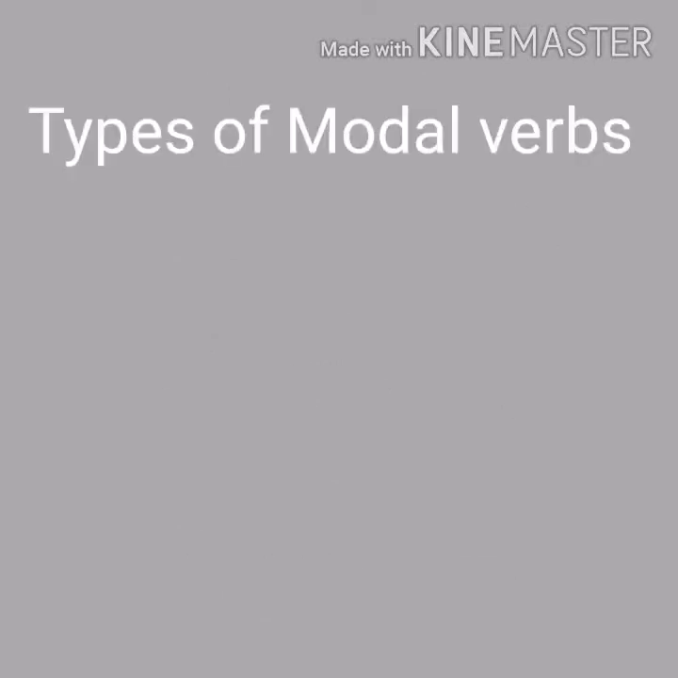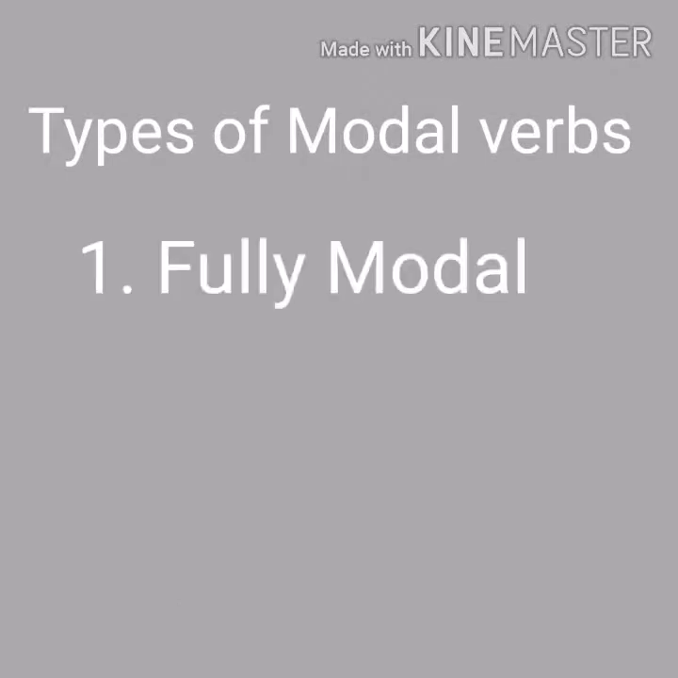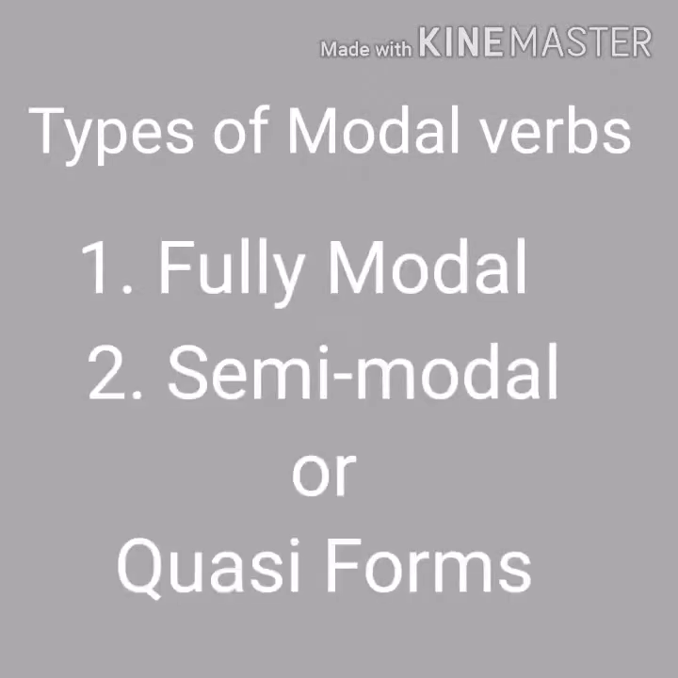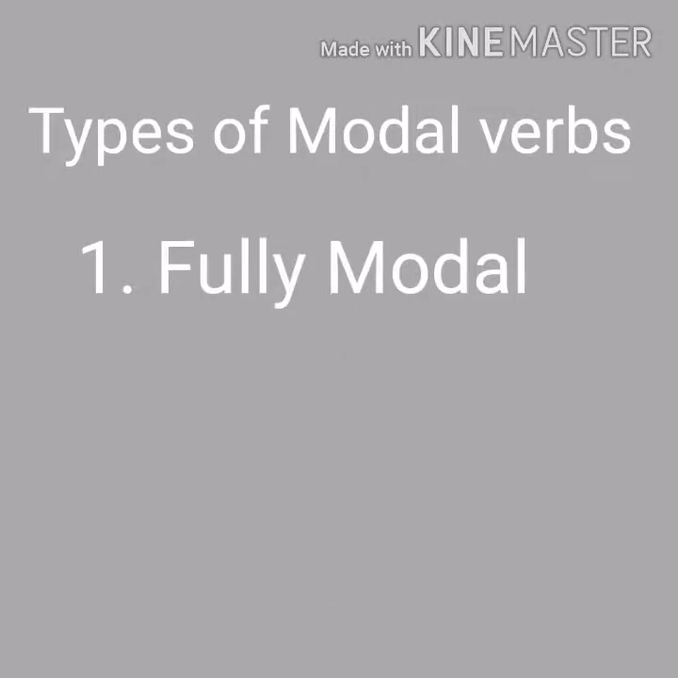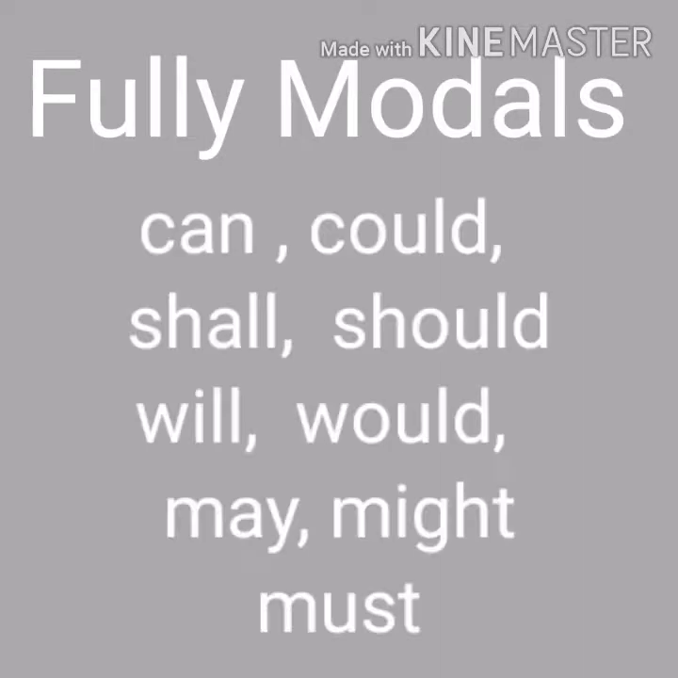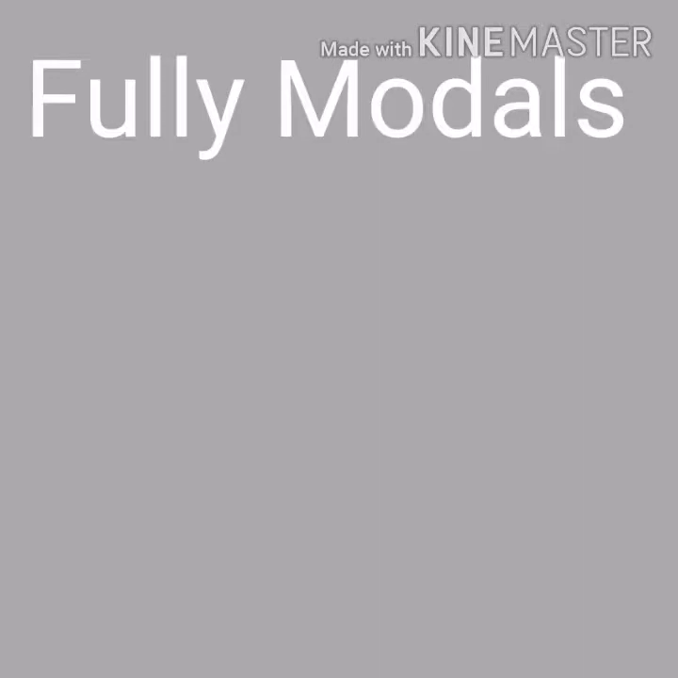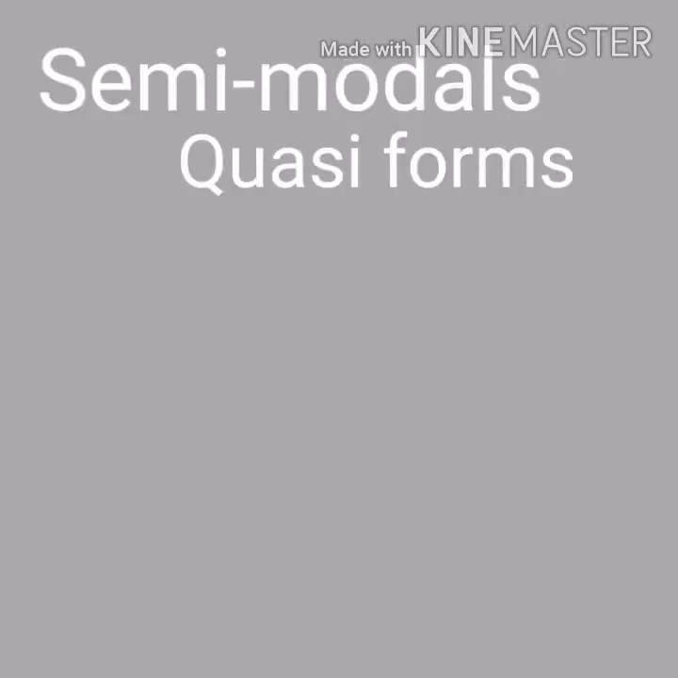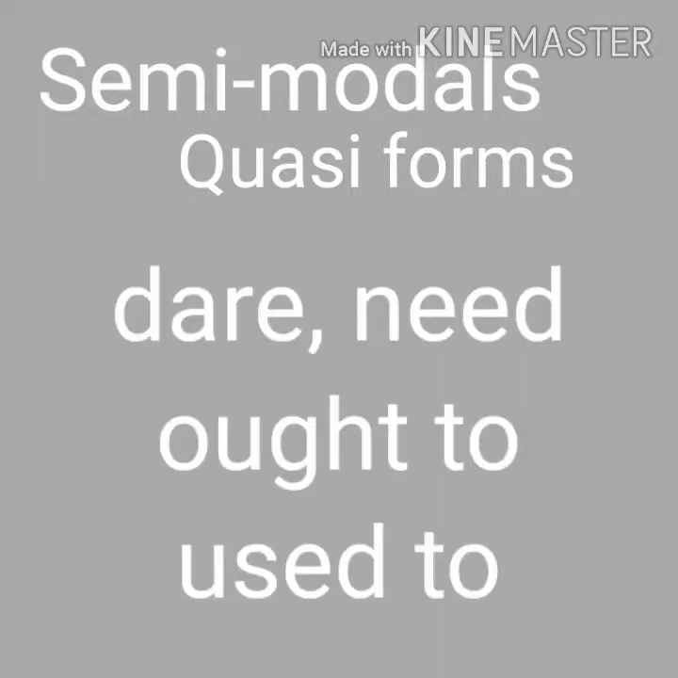We have fully modal and semi-modal or quasi forms. Among fully modals, we have 9 verbs: can, could, will, would, shall, should, may, might, and must. In the semi-modal or quasi forms, we have 4 semi-modal verbs. They are dare, need, ought to, and used to.